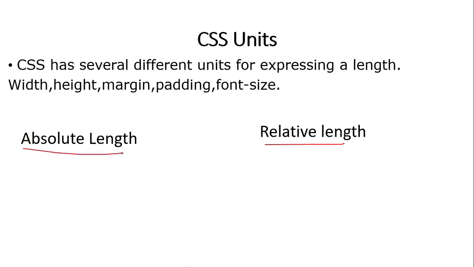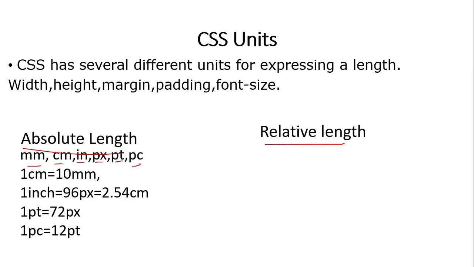Inside the absolute length, you can see here mm, this is millimeter, cm, this is centimeter, in, this is inch, px, this is pixel, pt, this is point, and pc, this is pica. And if you see the relation, 1 centimeter is equal to 10 mm, and 1 inch is equal to 96 pixel, which is equal to 2.54 centimeter, and 1 pt is equal to 72 pixel, and 1 pc is equal to 12 pt.